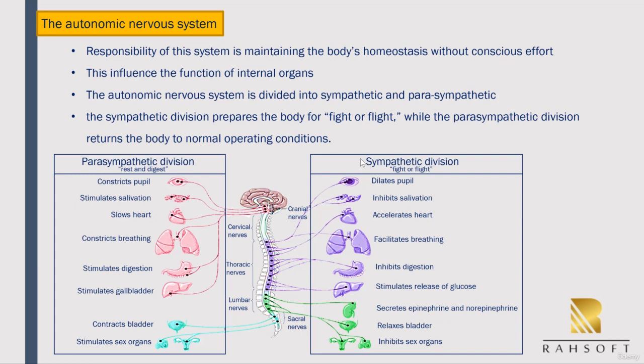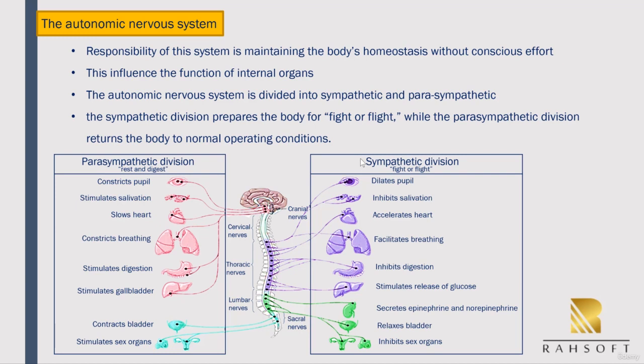So after this fight or flight reaction, you go into the parasympathetic division, where all the different types of things are going the opposite way. The pupil will be constricted, it'll stimulate salivation, slow down your heart, constrict breathing, stimulate digestion, stimulate the gallbladder, contract the bladder, and stimulate the sex organs.